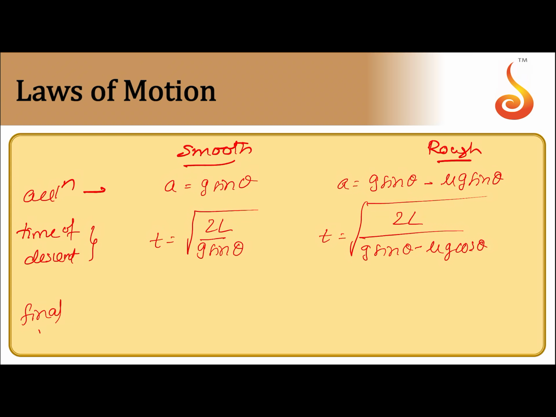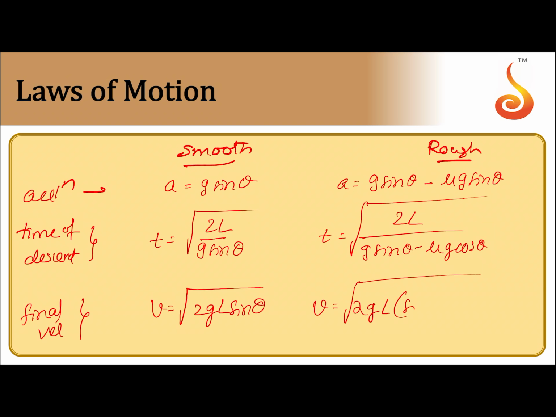Final velocity V is equal to square root of 2gl sine theta, while in this case it is square root of 2gl into sine theta minus mu cos theta. That's right. So if you observe carefully, if I call this with subscripts S to indicate smooth, and these R to indicate rough, what do we notice?